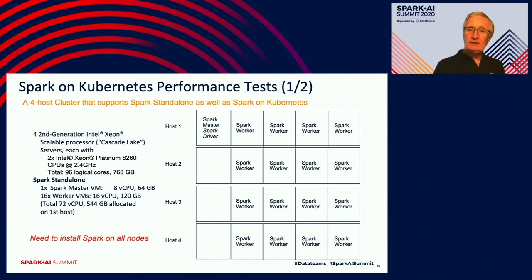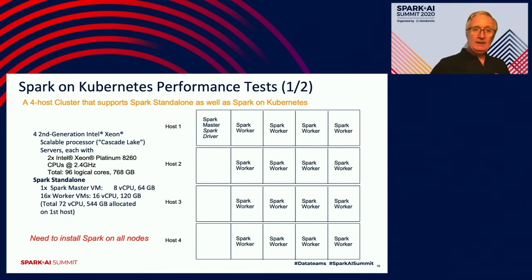On each of those, we ran four Spark Worker virtual machines. And on the first host, we ran the Spark Master and Spark Driver together. As I mentioned, the Spark Driver is now outside the cluster to some extent. For the Spark Master VM, we had 8 virtual CPUs and 64 gigs of memory, quite a small virtual machine actually. And for the Spark workers, we gave them a little more power. They had 16 virtual CPUs or vCPUs and 120 gigs of memory each.